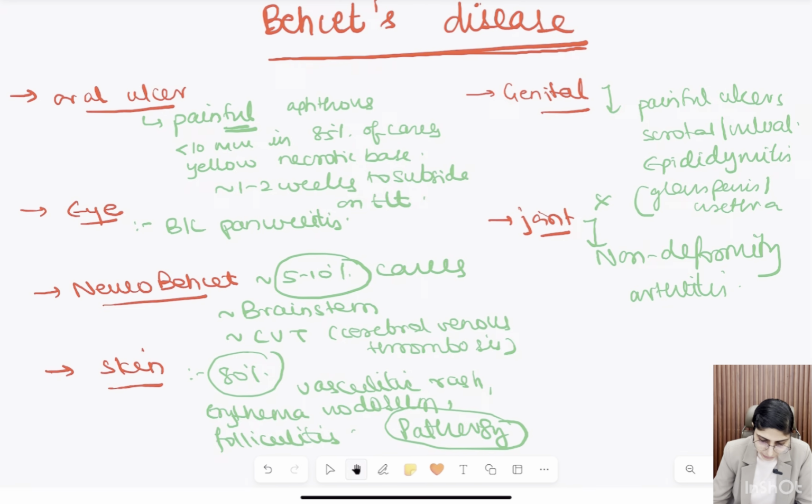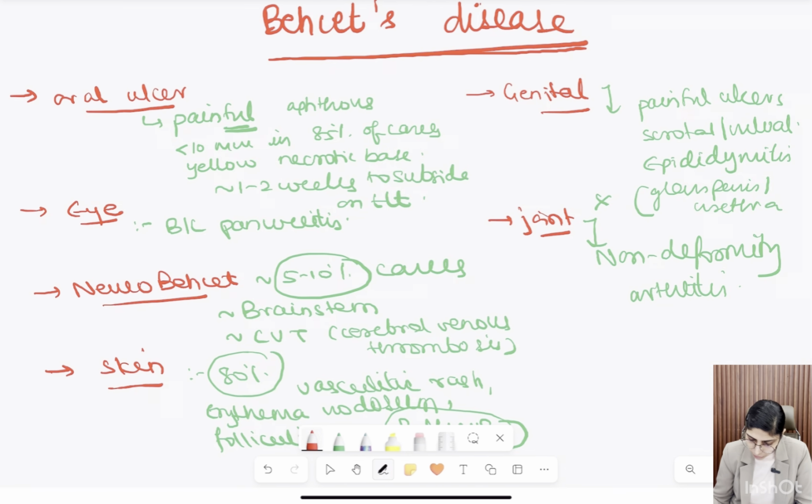Why is this important? This is important because these are the things that are involved in sexually transmitted diseases. Glans, penis, and urethra are usually involved in syphilis or venereal diseases, chlamydia, and all. But in Behcet, if there are genital lesions, usually glans, penis, and urethra are spared. So you should know this.